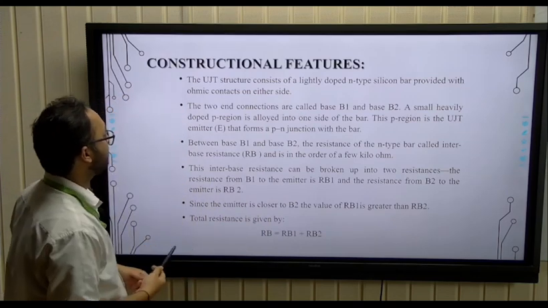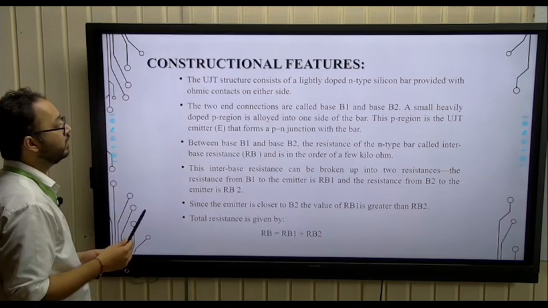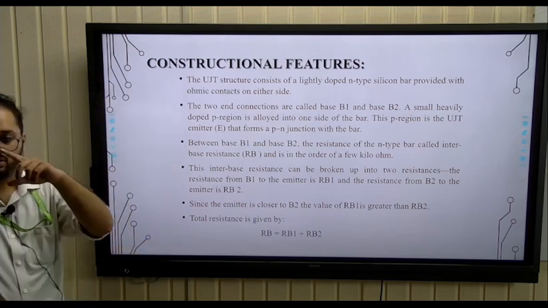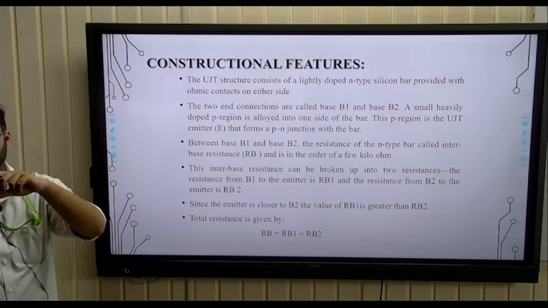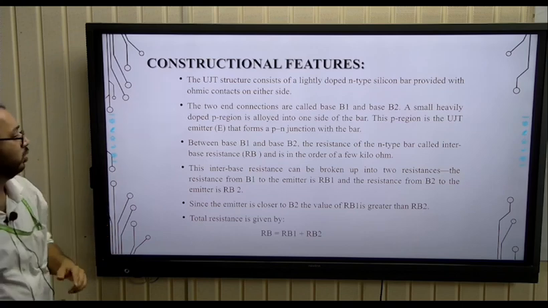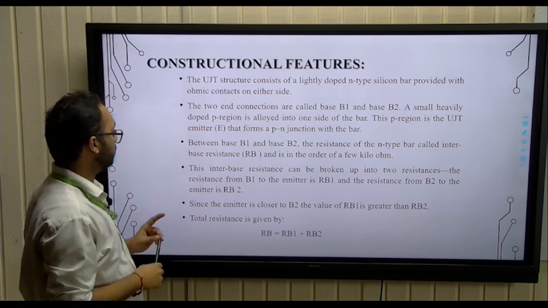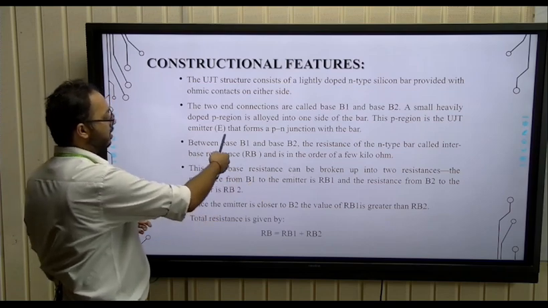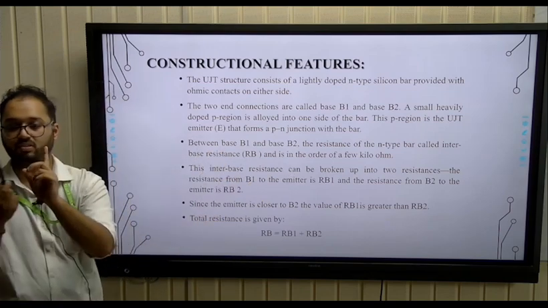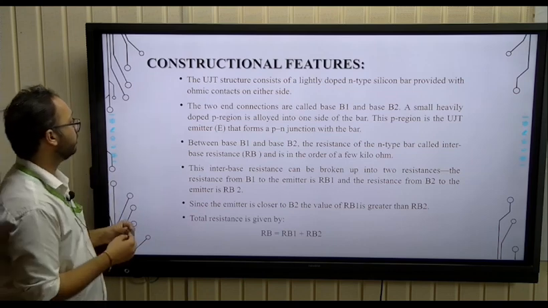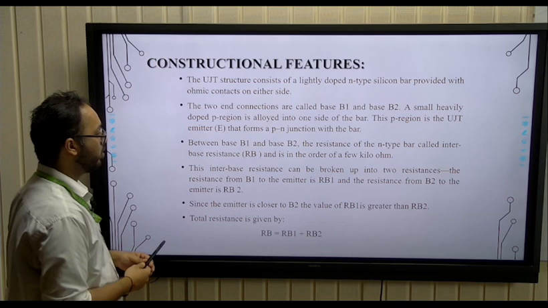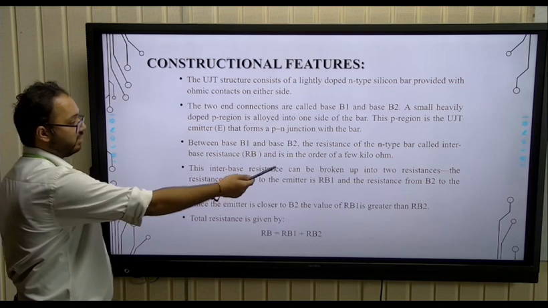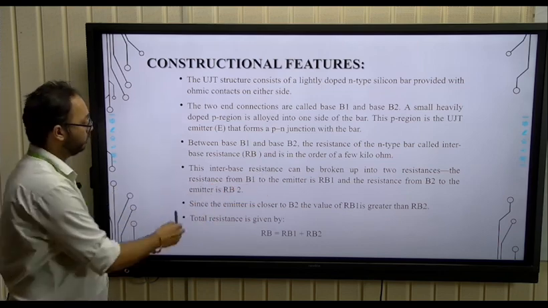So what happens in the construction nature, UJT is a slightly doped silicon bar provided with ohmic resistance on either side. That means you are having ohmic resistance from upper level to middle and middle to lower. There are base 1 and base 2 resistance of N type, and there is an emitter that is wrapped around it inside. And the inter-base resistance can be broken up into two resistances, that is B1 to the emitter, that is RB1, and the resistance from B2 to the emitter, that is RB2.